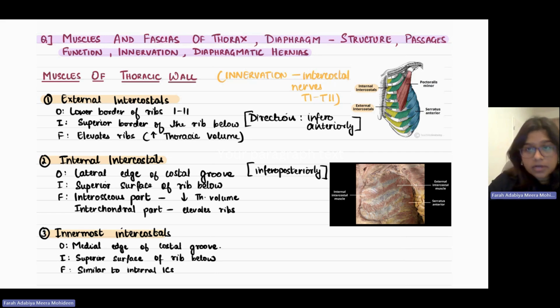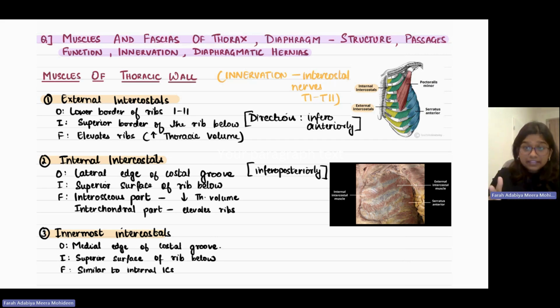The external intercostal muscles. You can see that they originate from the inferior part of the ribs, okay, and they insert into the superior border of the ribs below. So what is the direction of the muscle fibers? They go infero-anteriorly, right? So imagine when the muscles contract according to the muscle fibers, what would the function be?